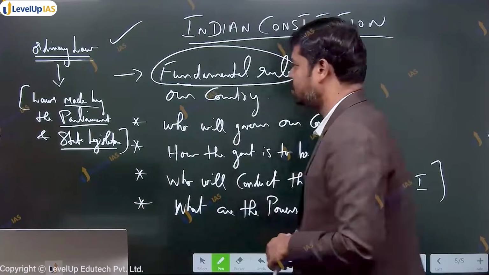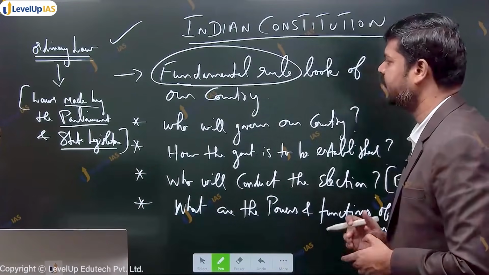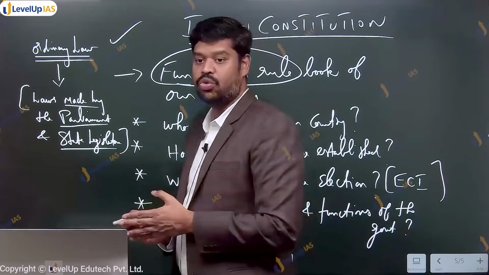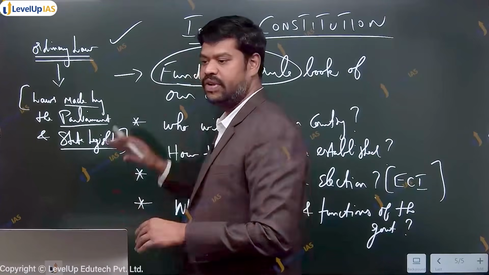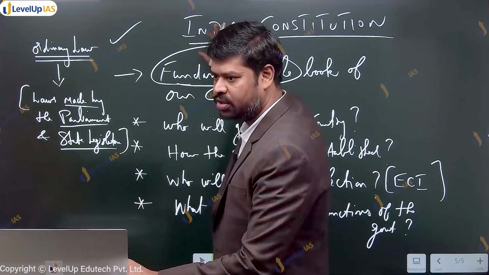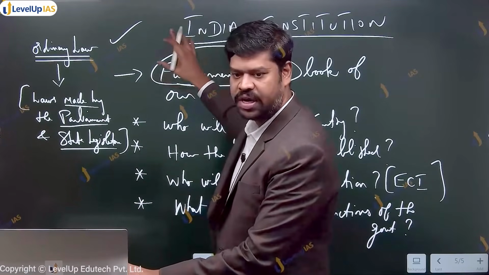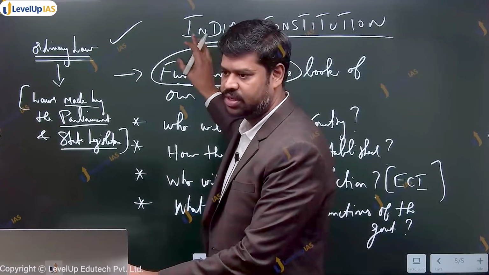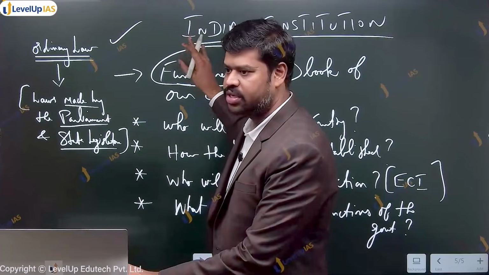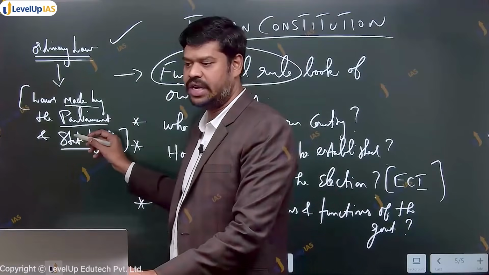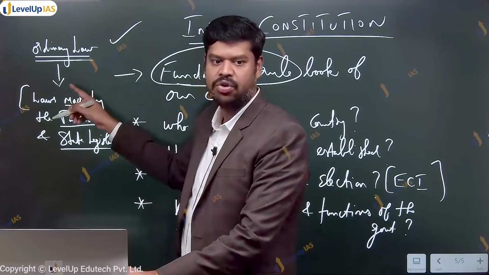That's basically what is called an ordinary law. Laws made by the Parliament and state legislature. Now the question is, we have seen that the Constitution is what? The Constitution is a fundamental rule book. And the Constitution allows for multiple organs. What are the organs? Like the executive, the legislature and judiciary. And the Parliament and state legislature is nothing but a legislative organ.